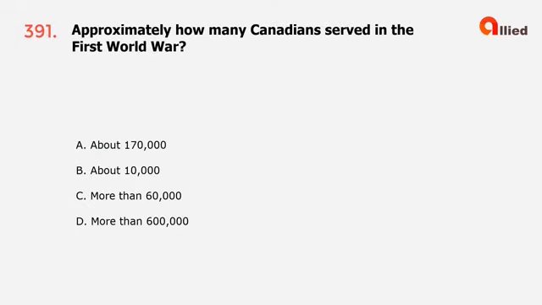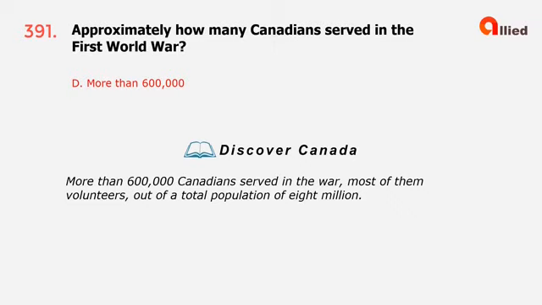Question 391. Approximately how many Canadians served in the First World War? A. About 170,000. B. About 10,000. C. More than 60,000. D. More than 600,000. The answer is D. More than 600,000.